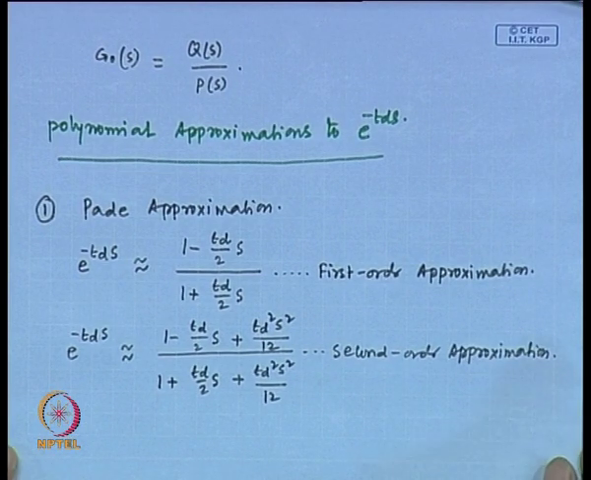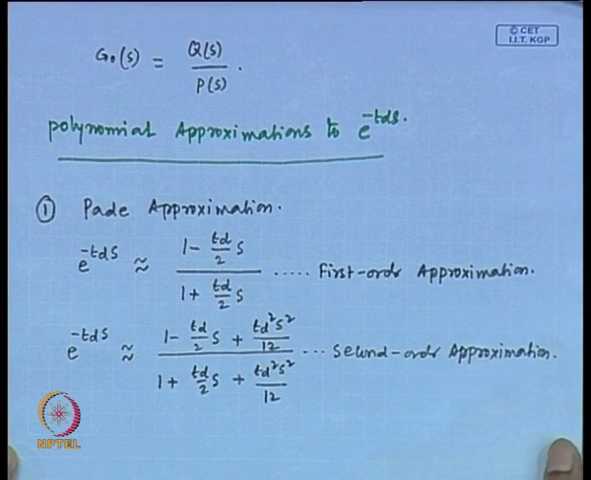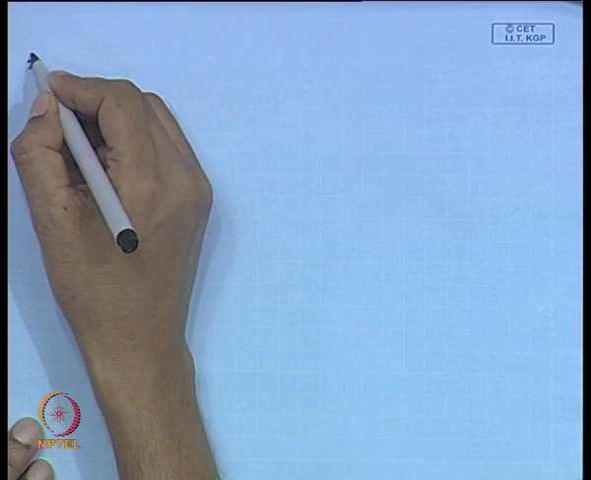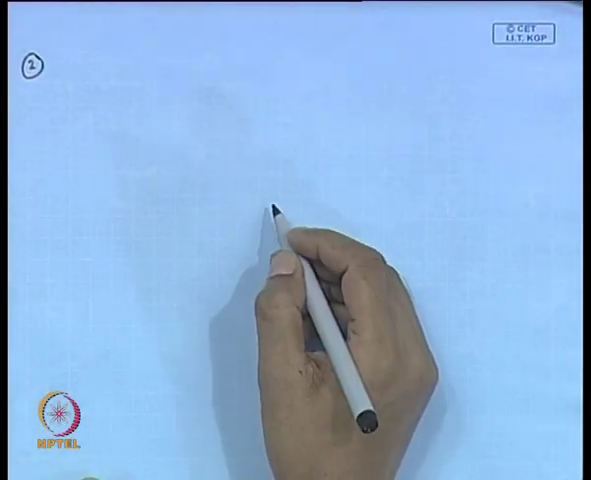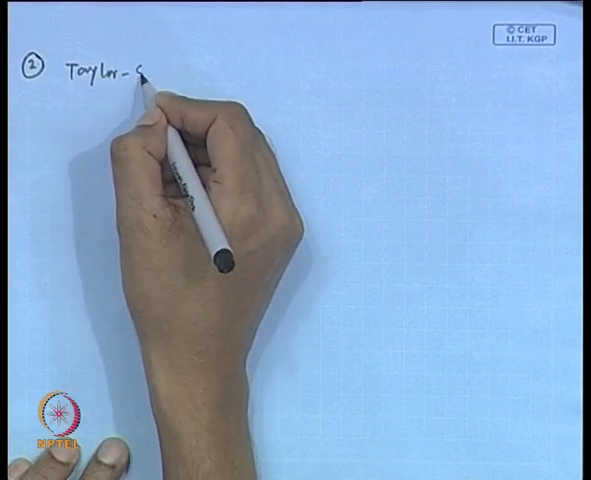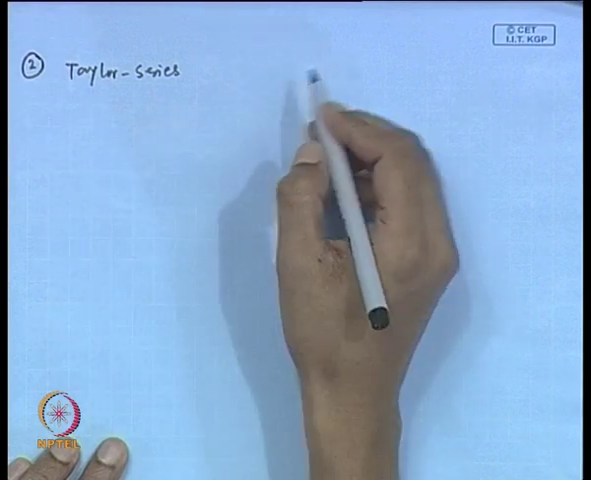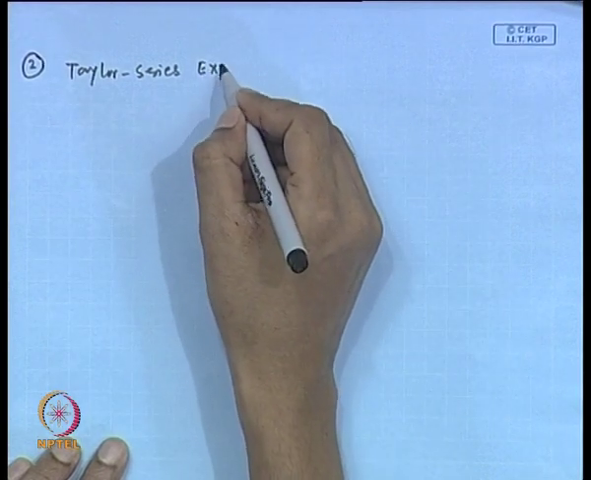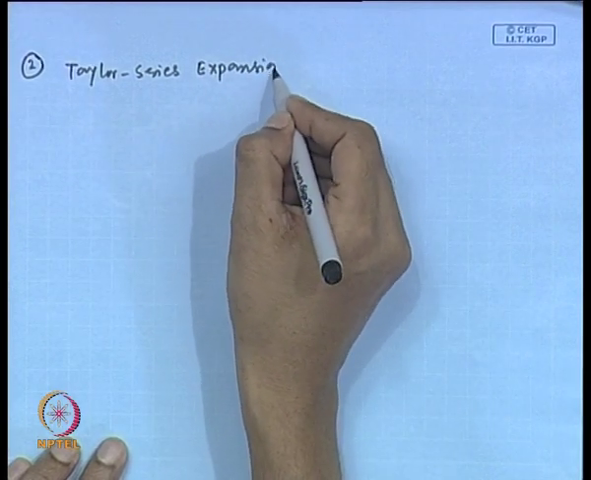Fine. By another way also we can approximate, that is Taylor series expansion. By Taylor method also we can approximate this exponential term. So, that is the second method, Taylor series expansion.